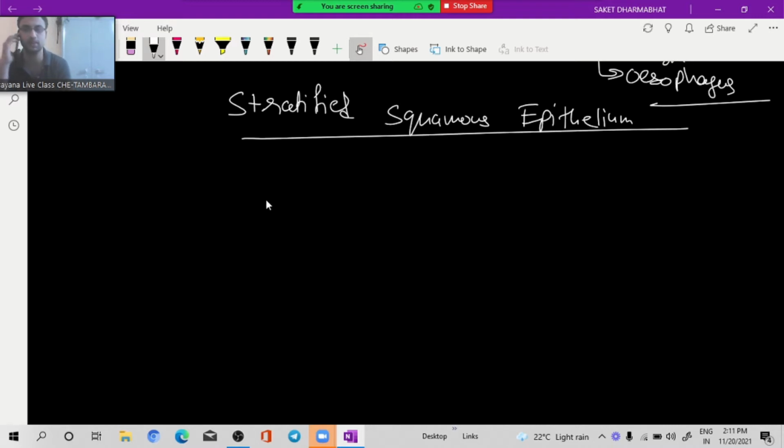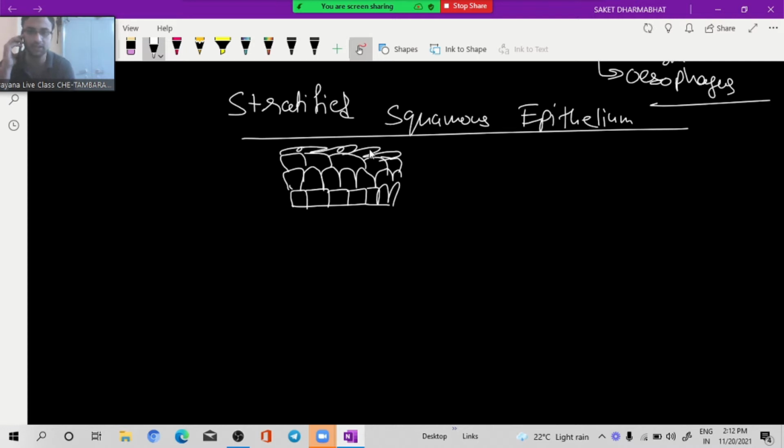In this stratified squamous epithelium, it is made up of what? More than one layer of cells. On the downward side, the cells present are either cuboidal or pillar-like cells. Above that there are pear-shaped cells, in Hindi we call it nashpati. Then polygonal cells are there, and at the topmost you will get flat cells, squamous cells. So the topmost layer is of what?